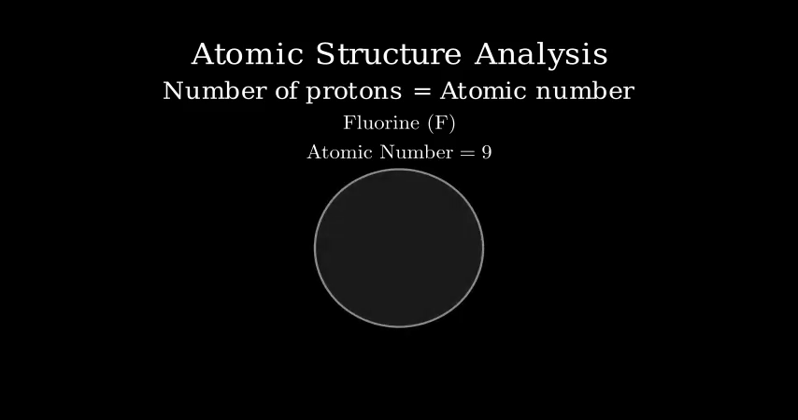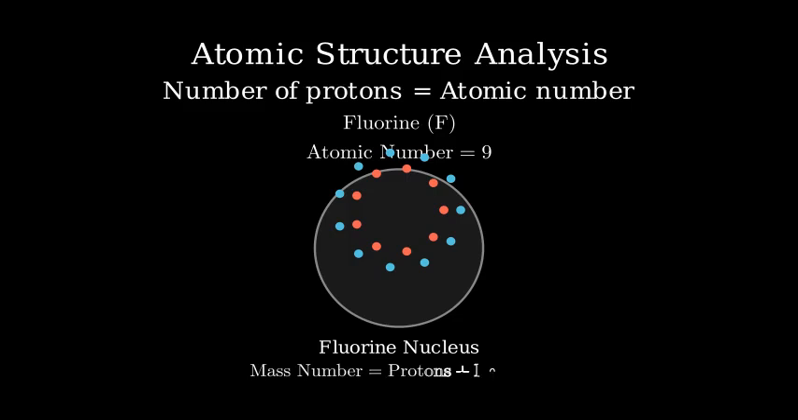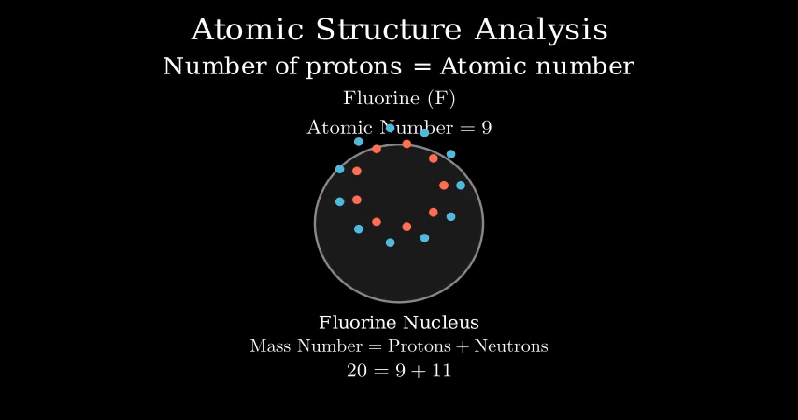Let's visualize the nucleus of this fluorine isotope. It contains 9 protons shown in red and 11 neutrons shown in blue. Together, these make up the nucleus of the atom. The mass number of an atom is the sum of its protons and neutrons. For this isotope of fluorine, we have 9 protons plus 11 neutrons, giving us a mass number of 20.